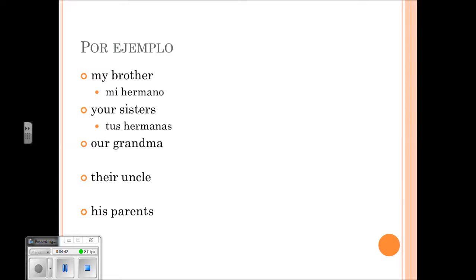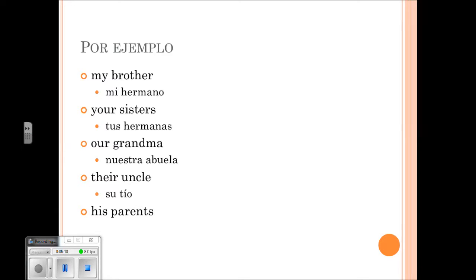All right, our grandma is next. Nuestro is how we would say our, but since we're talking about grandma and she's a girl, we're going to make it nuestra abuela. Next, their uncle is su tío. This is again like the your sisters. There is more than one person, so we're obviously talking about two or more people here. But su is going to be singular because we're basing it on the uncle. We only have one uncle in this situation, so it's going to be su instead of sus.